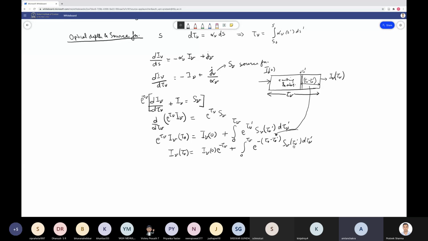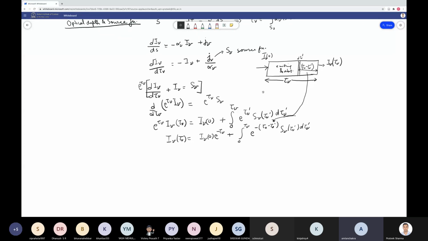Suppose I nu naught is 0. There is nothing coming from inside this absorbing medium. Even then you can have something coming out because of emission. Although that emission is absorbed along the way, you can still have intensity coming out, right? So there is both emission and absorption happening.